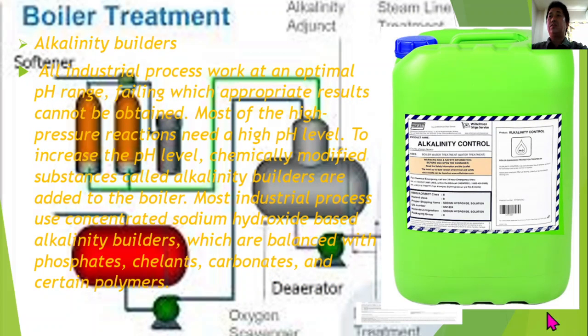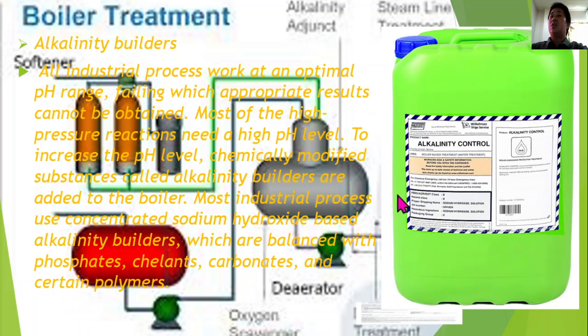Next, we also have alkalinity builders. All industrial processes work at an optimal pH range, failing which appropriate results cannot be obtained. Most of the high pressure reactions need a high pH level. To increase the pH level, chemically modified substances called alkalinity builders are added to the boiler. Most industrial processes use concentrated sodium hydroxide based alkalinity builders, which are balanced with phosphate, chelants, carbonates, and certain polymers.